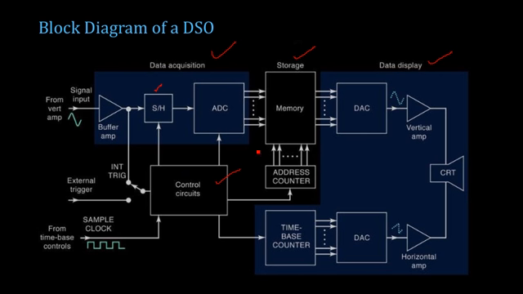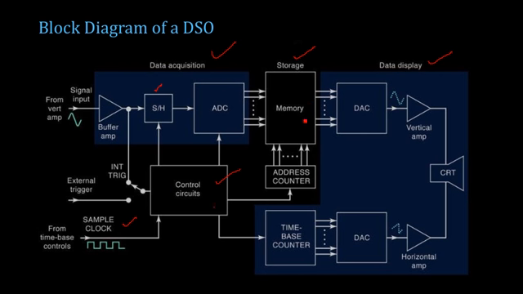This memory write operation can also be controlled using a trigger circuit. Either the trigger can be from an internal value, or you can provide an external trigger to stop storing into the memory. The entire process is synchronized using a sample clock from the time-base circuit. So you have a time-base circuit which gives you a reference clock, and that clock will be controlling the circuits inside this control circuit block.